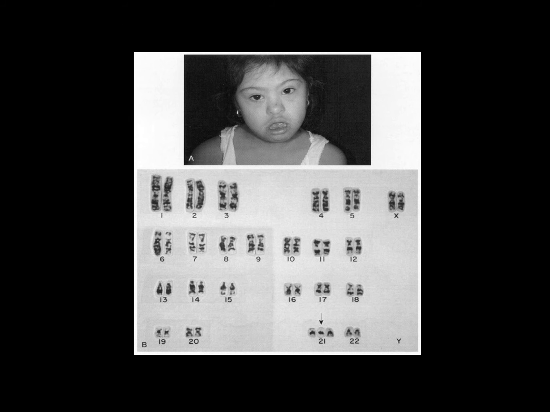Now we take some photos for the Down syndrome. Here some of the features: the slanting of the eye, the flat nasal bridge, mid face hypoplasia. The patients always have protruding tongue because of the small oral cavity.